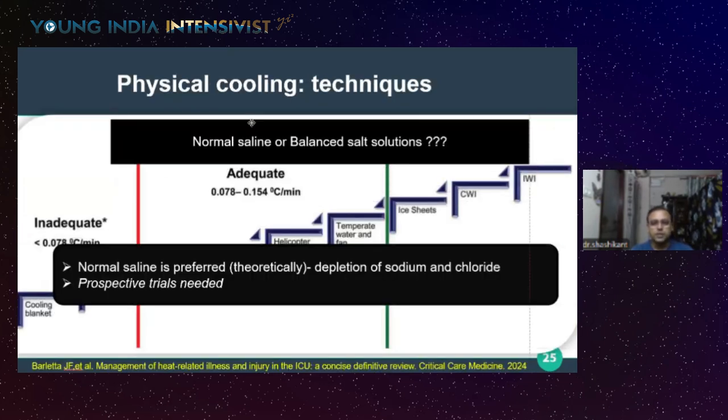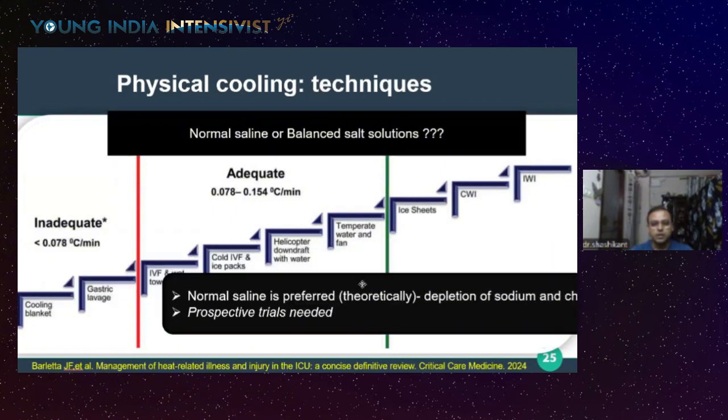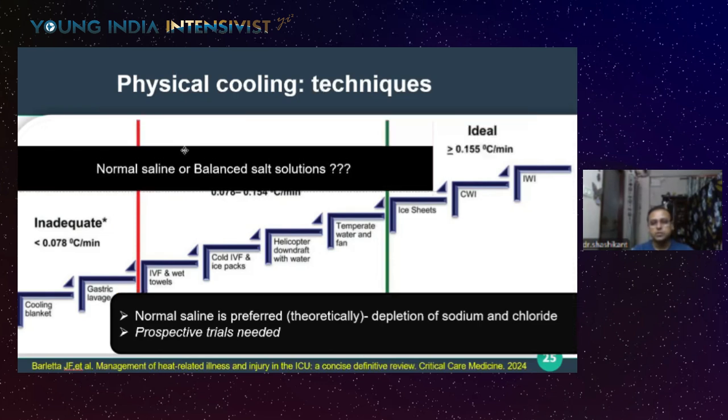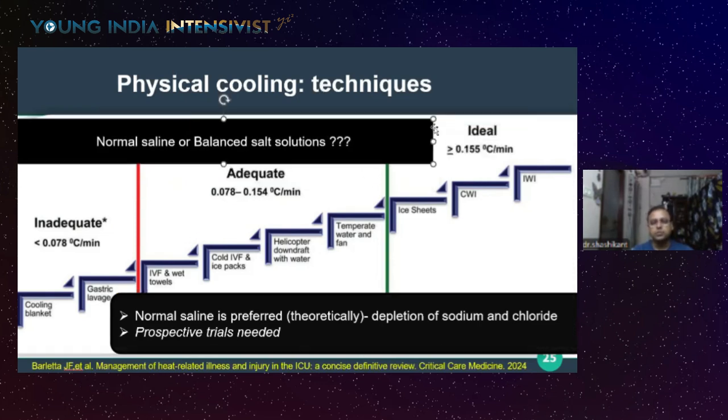So let us come to physical cooling techniques. Here we can see a ladder of different physical cooling techniques. The techniques which lower the temperature at less than 0.07 degrees Celsius per minute are considered ineffective or inadequate. Those which decrease the core temperature by 0.07 to 0.15 degrees Celsius per minute are considered adequate. And the techniques which lower the temperature by more than 0.15 degrees Celsius per minute are actually ideal techniques.